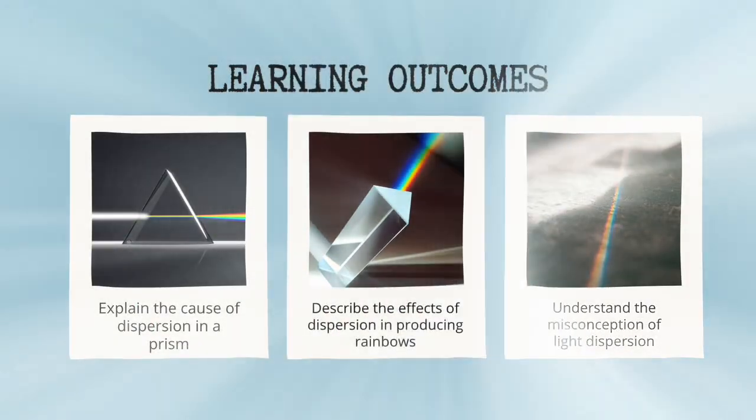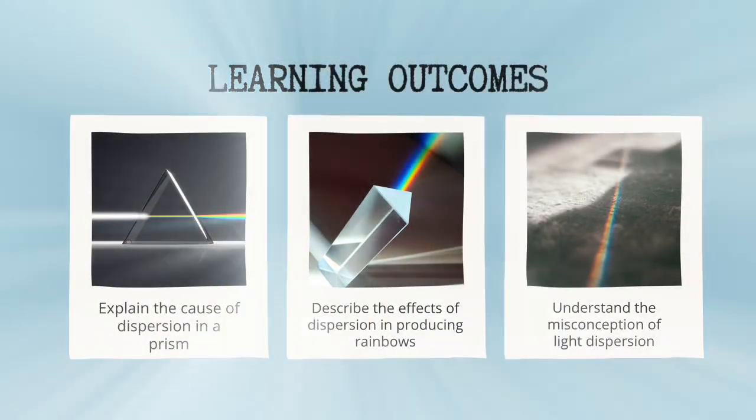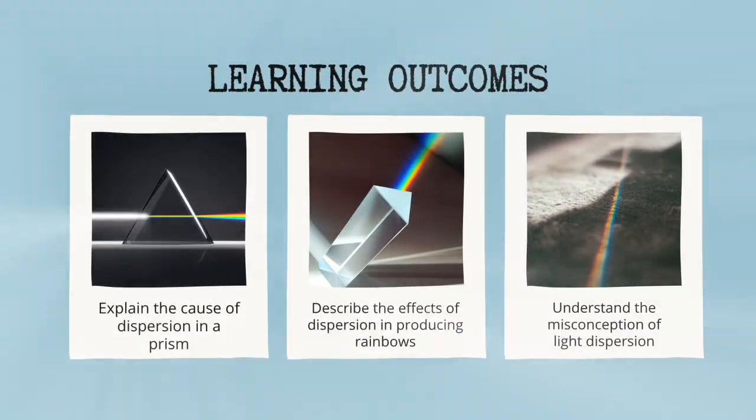And of course, our learning outcomes. First, explain the cause of dispersion in the prism. Second, describe the effects of dispersion in producing rainbows. And lastly, understand the misconception of light dispersion.